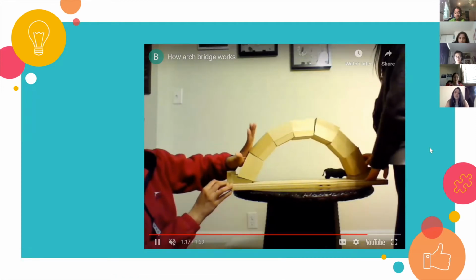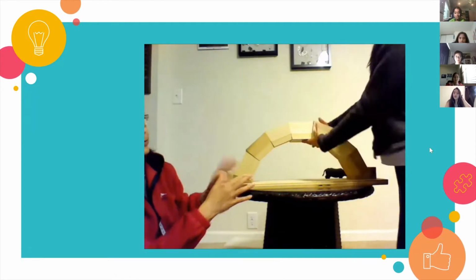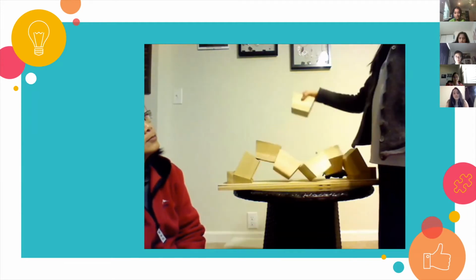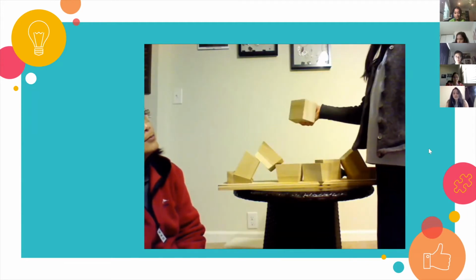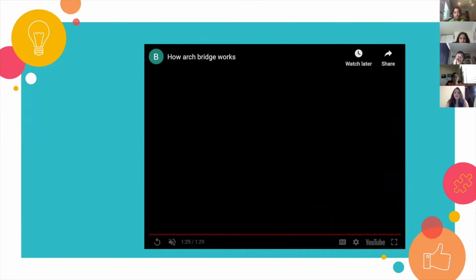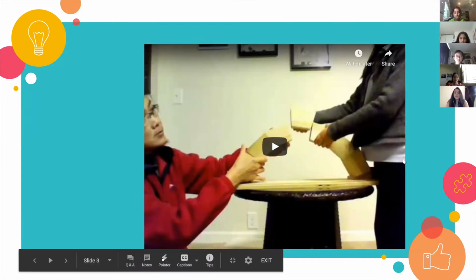So as you can see in this video, when she removes the keystone, the rest of the bridge topples down, and this would be similar to how the rest of the ecosystem would react if bees were pulled out of an ecosystem.